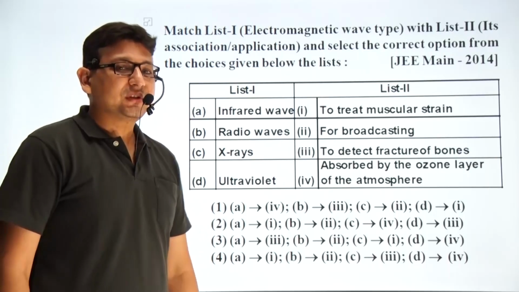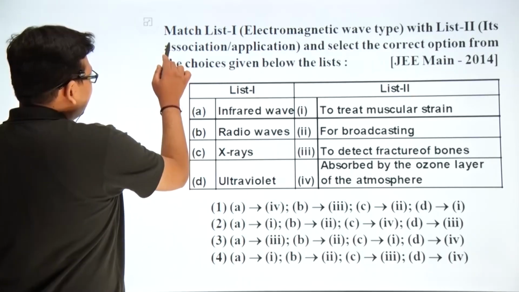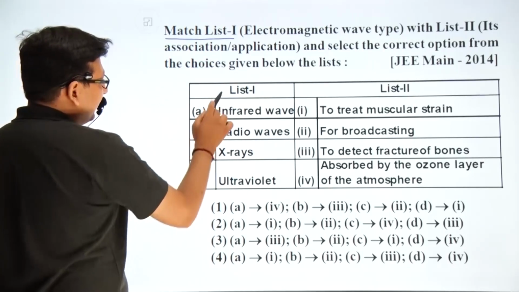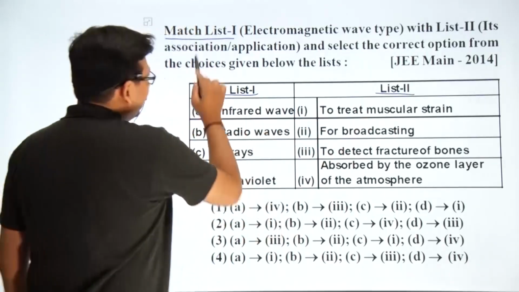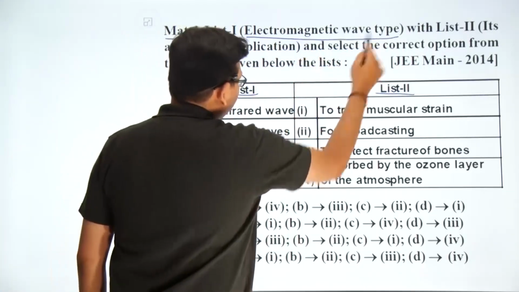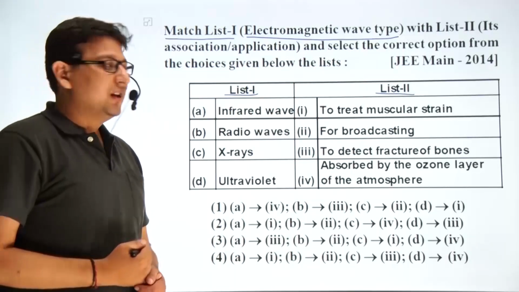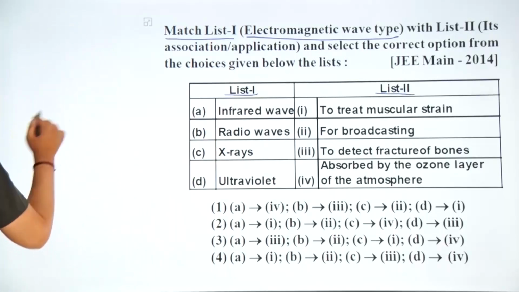Students, moving to next question. This problem is based on match the column. We have two lists, list 1 and list 2. List 1 is all about the electromagnetic wave type. Electromagnetic wave type means if you see the electromagnetic spectrum, let us draw.